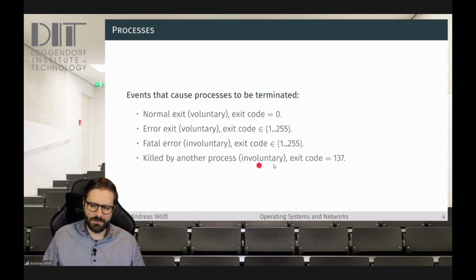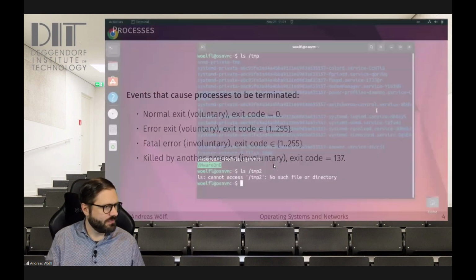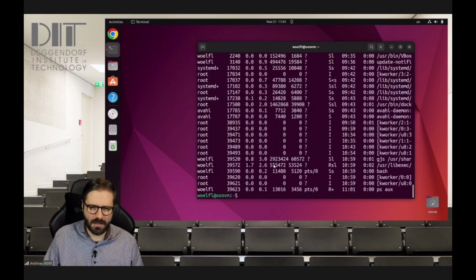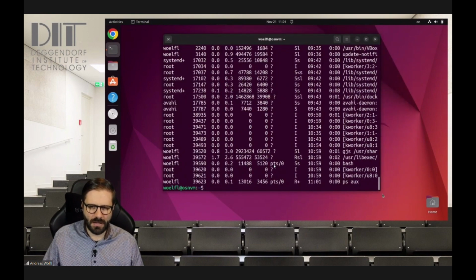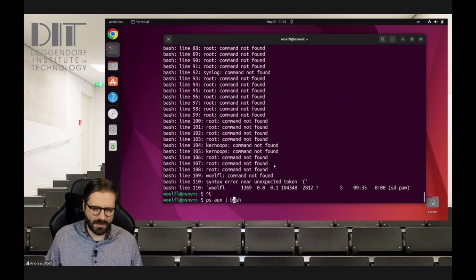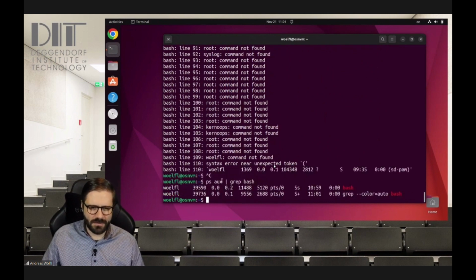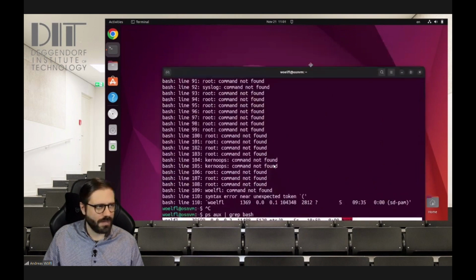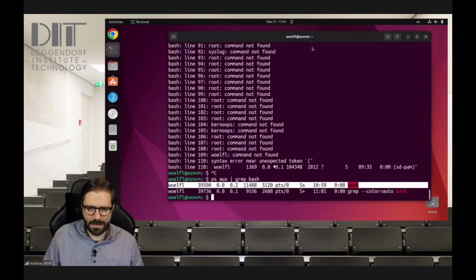But also involuntarily. There is a command to do so. I will briefly show you the command. It's the kill command. If you have a process, with ps aux you can list all the processes. Let's grep for bash to see. Well, this is the process in ps aux that corresponds to the bash shell, so the window that I'm just wiggling.